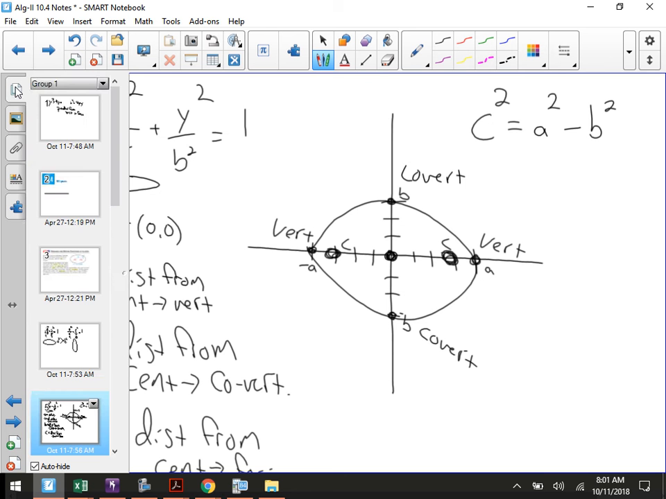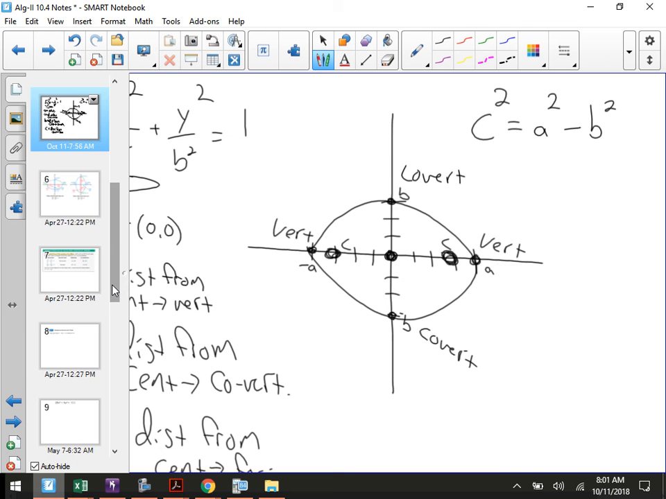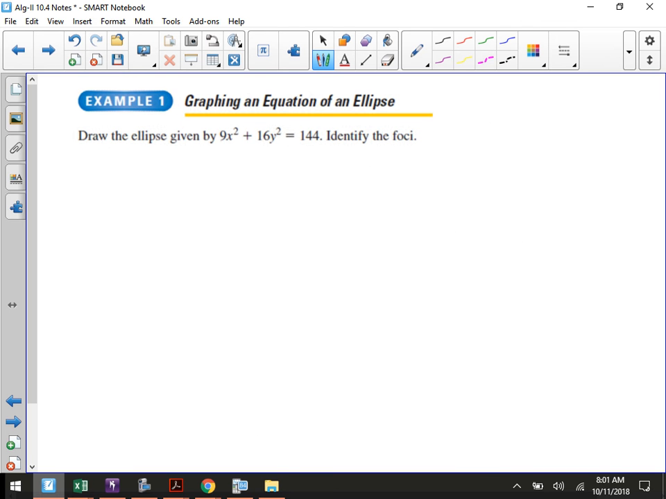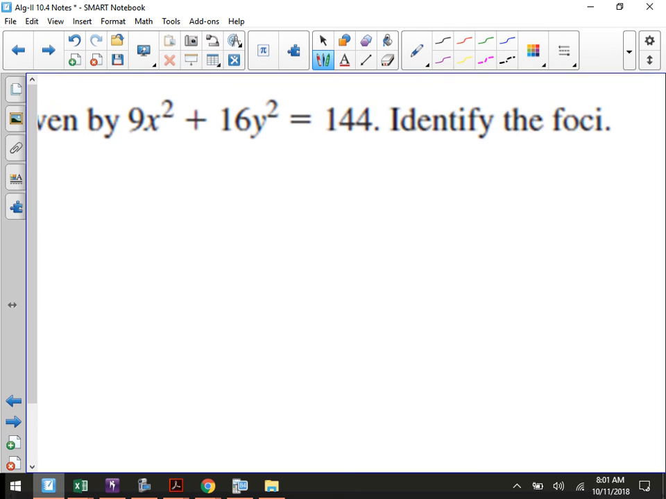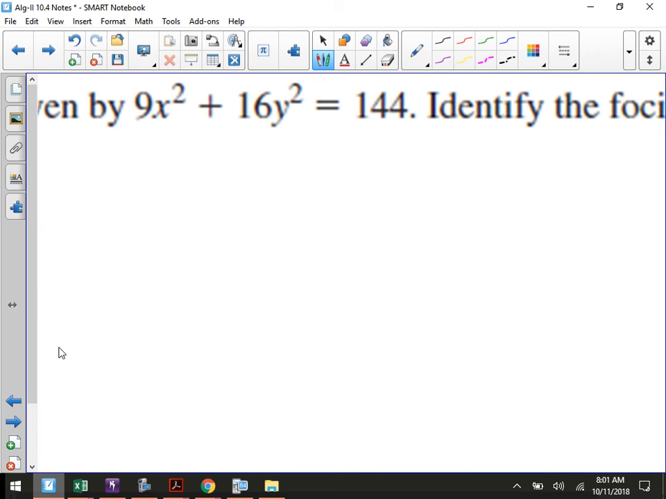Okay. So what's really easy with this stuff is to start with an example. I'm going to draw the ellipse given by the equation, and I'm going to identify all of the parts. I'm going to jump right into an example that has a couple of steps. Now, we have two formulas for the equation of an ellipse, one of which is x squared over a squared plus y squared over b squared equals 1. What direction is that one stretched?